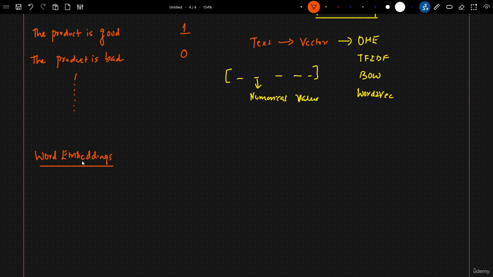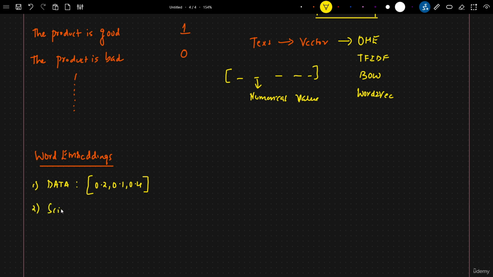Now in word embeddings, let's say I have a word called data. I need to convert this into vectors. Let's consider that we can represent this in numerical features. This data is represented in this 3-dimension vector.